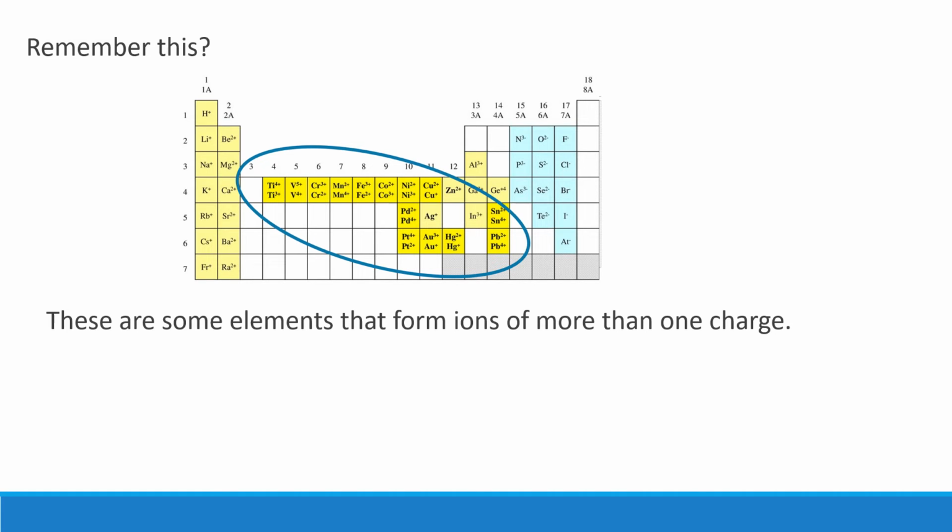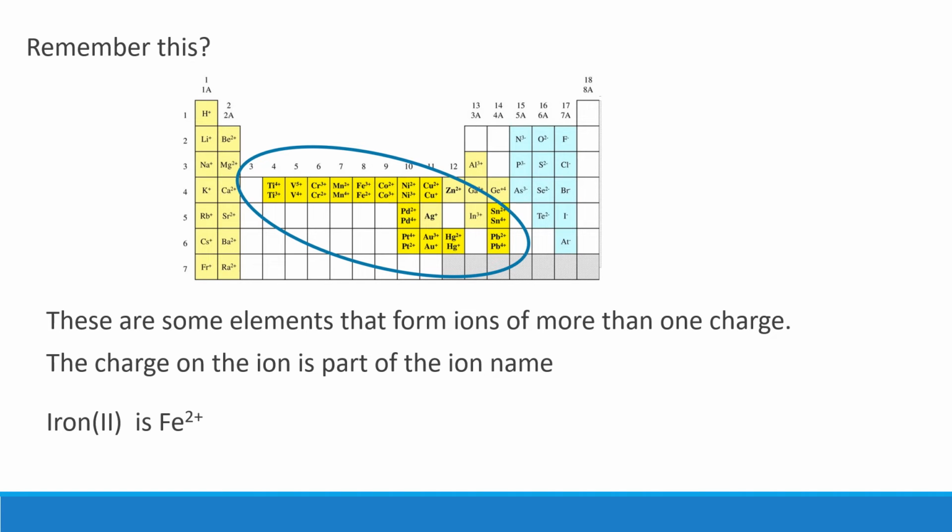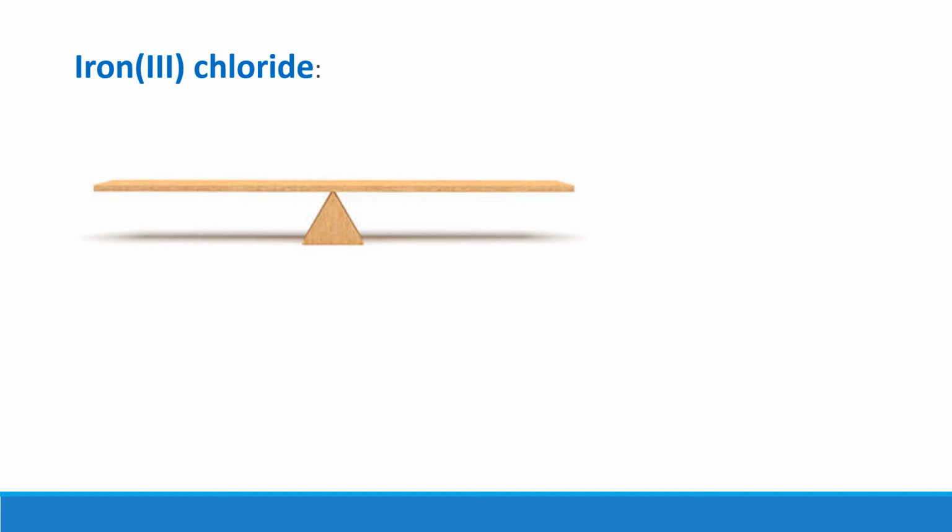Got it? Okay, now what about the elements in the middle of the periodic table? Remember this? There are some elements that have more than one common charge. Well, we'll know what charge to use because the charge is part of the ion name. Iron 2 has a charge of +2. Iron 3 has a charge of +3, right? Same as the Roman numeral. Lead 4 has a charge of 4 plus. Okay, so once we figure out what the charges on the ions are, it works exactly the same way.